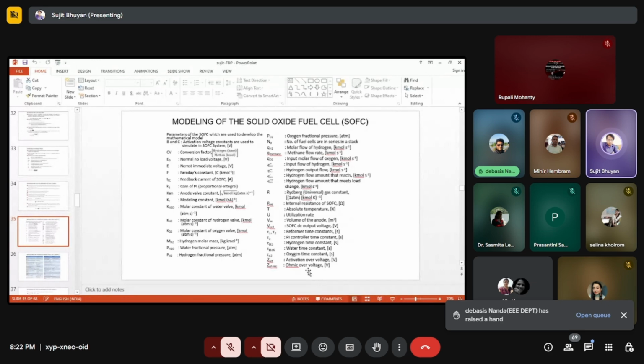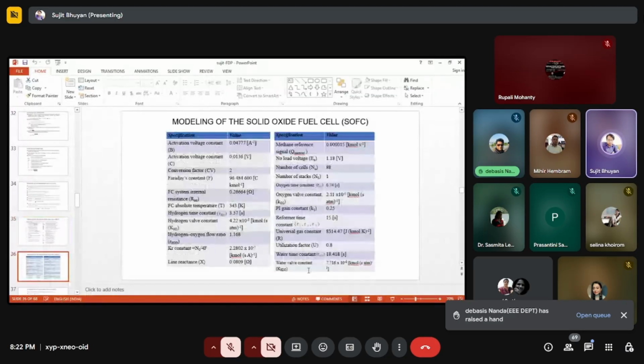Here, solid oxide fuel cell. This is the basic element: conversion factor, nominal voltage, Nernst voltage, Faraday's constant. These are the basic constants, equations and terminologies I have taken to design my solid oxide fuel cell. And these are the basic parameters, specifications and values I have used in the solid oxide fuel cell.